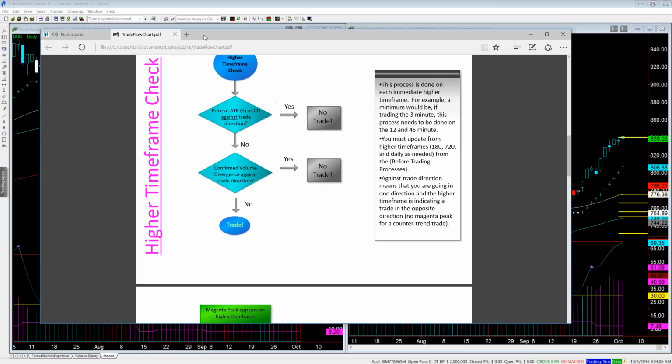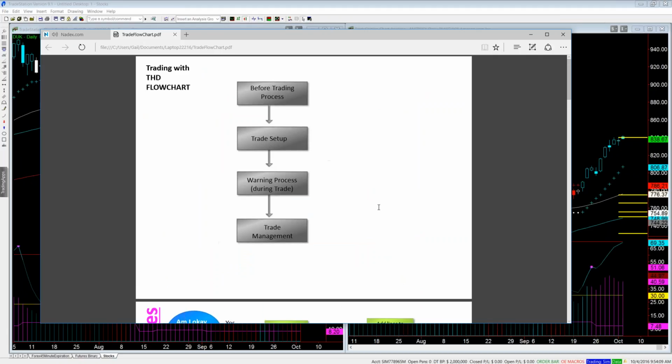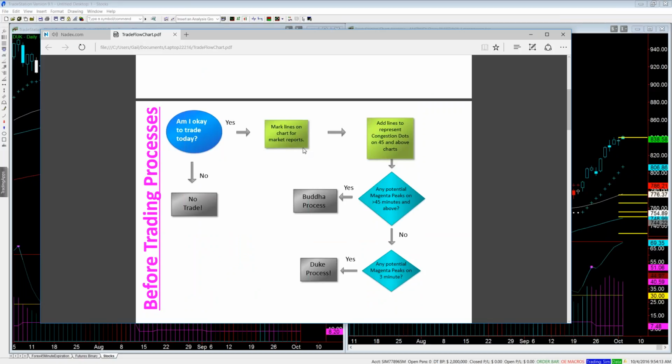This is the flow chart that I'm talking about, Sashi, and some of it's not going to make sense to you because you don't know the trade setups. But the first question you ask is, am I okay to trade today? It's either yes or no. If the answer is yes, then you mark your lines on your chart for your market reports. You add the lines for the congestion dots.